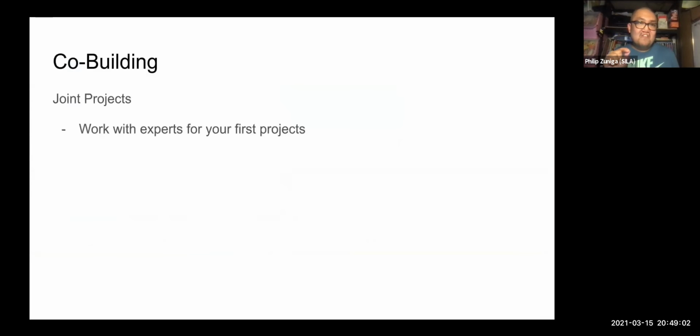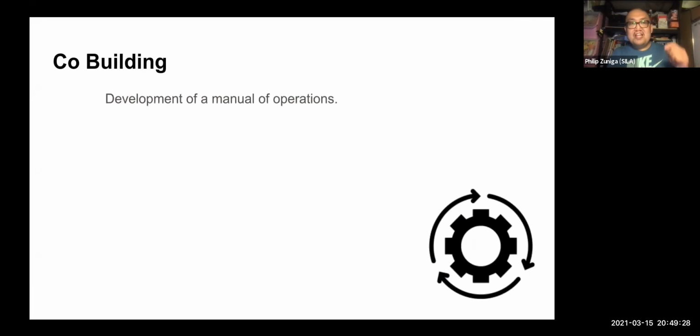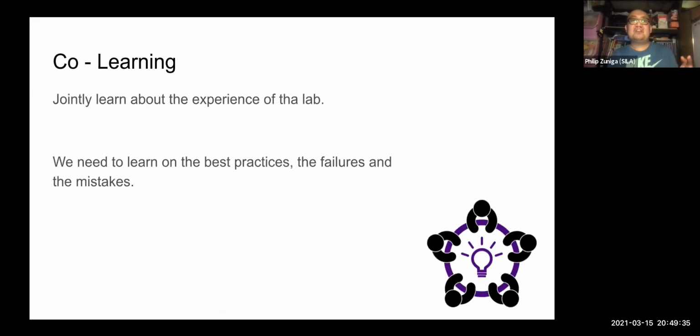Another important part of co-building is working with experts. It is important for you to work with experts on your first projects because, of course, they are the experts and we will learn a lot from them. So at our lab, when we work on the DHIS2 FHIR integrator, we work with experts from DHIS2 and experts from FHIR. So that's very important. And another thing, we need to develop a manual of operation. So basically, this is a list of things that the lab will do.